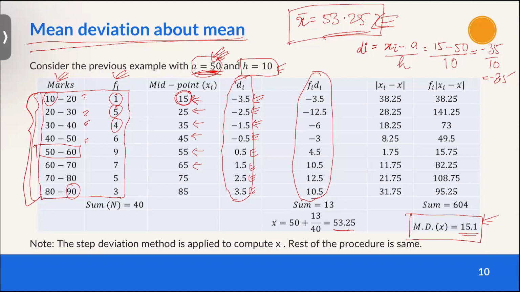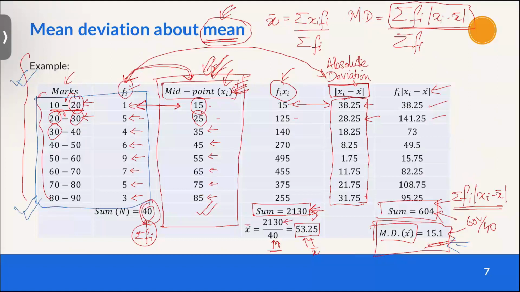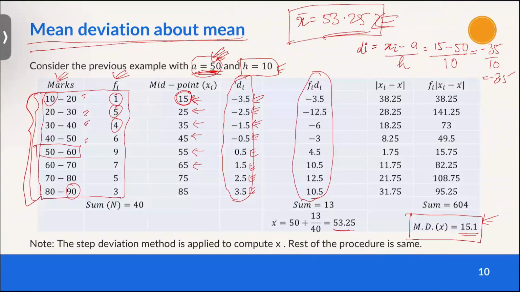So for each value you calculate di. But if you see in the earlier slide, we are not calculating di, right? So you have to take care what you have to calculate in each table, and that will make your steps easy. So here we have calculated di. Now instead of fi times xi, we will calculate fi times di. Okay, so we are multiplying this di by fi. So 1 times this, 5 times this, and so on. For each value we are multiplying fi into di and then taking the sum.